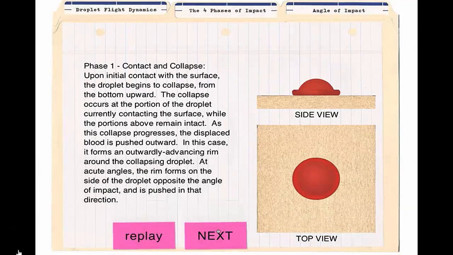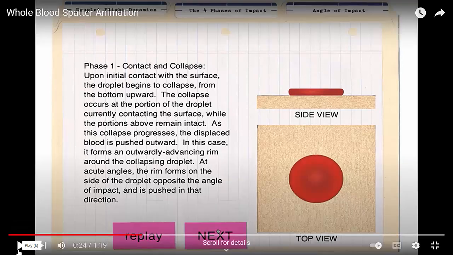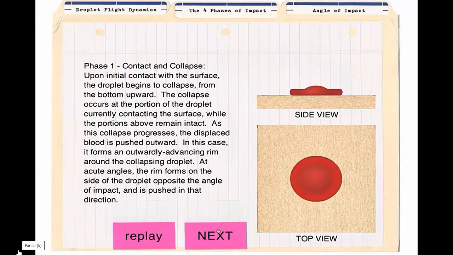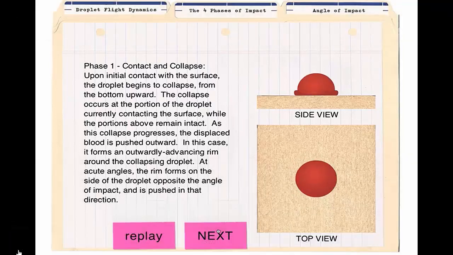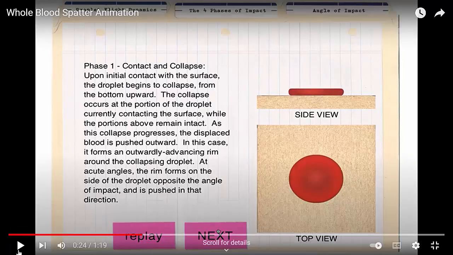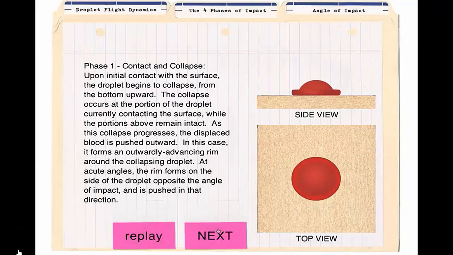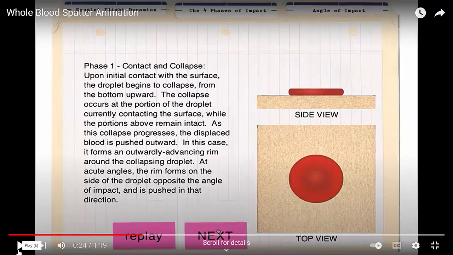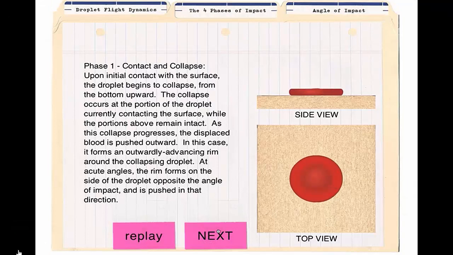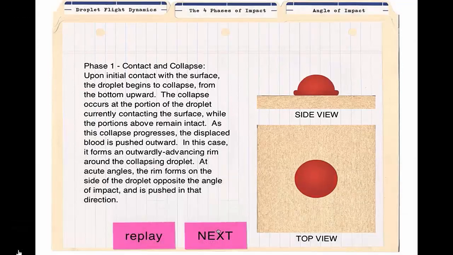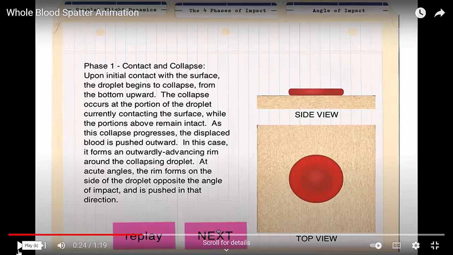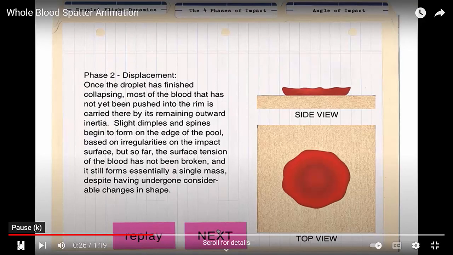So upon initial contact with the surface, the droplet begins to collapse from the bottom upward. The collapse occurs at the portion of the droplet currently contacting the surface, while the portions above remain intact. As this collapse progresses, the displaced blood is pushed outward. In this case, it forms an outwardly advancing rim around the collapsing droplet. At acute angles, the rim forms on the side of the droplet opposite the angle of impact and is pushed in that direction. Phase 2 is displacement.